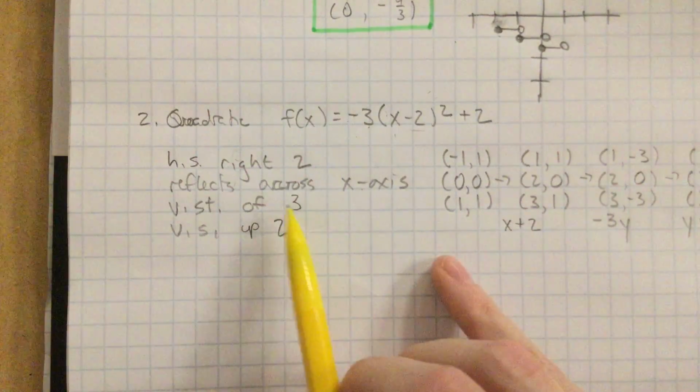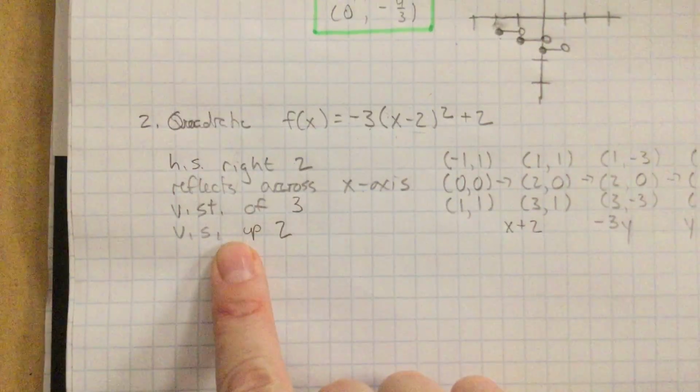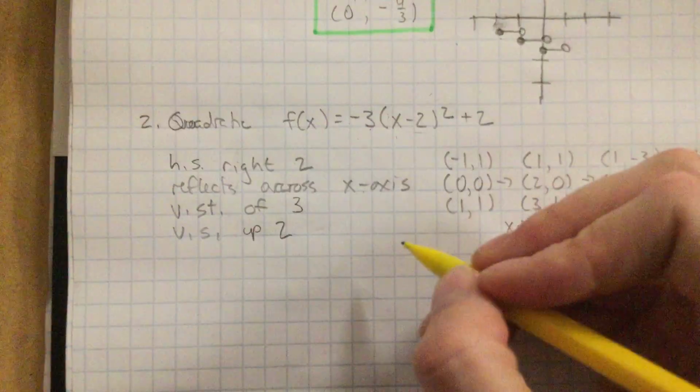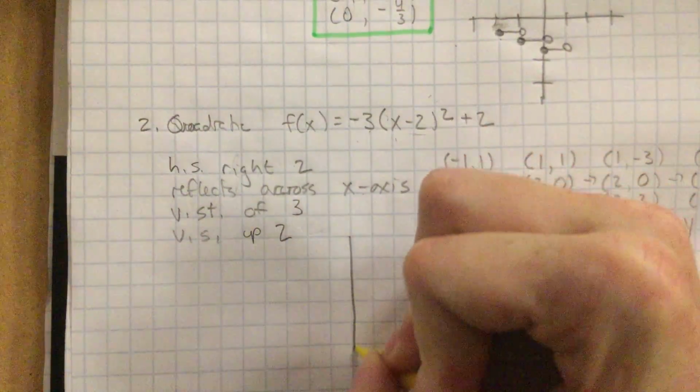This 3 is your vertical stretch of 3. And then this 2 over here is a vertical shift up 2. Okay? So from the parent function, or from the graph of the parent function.